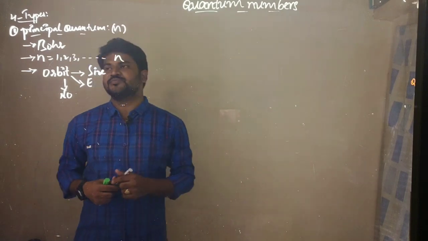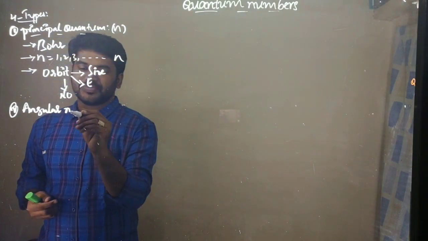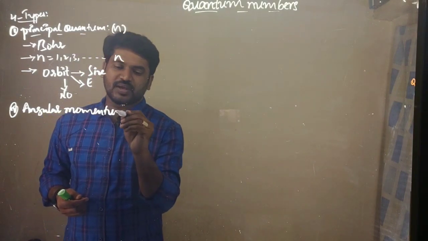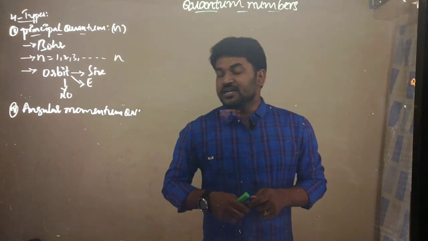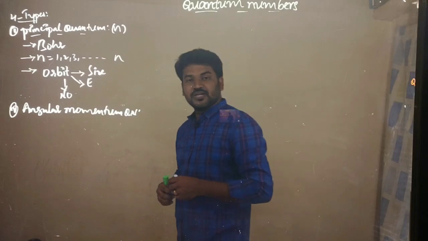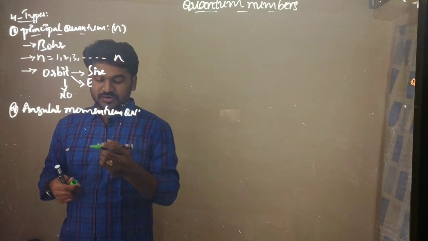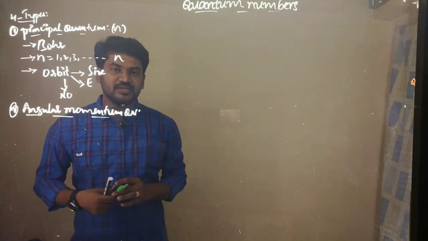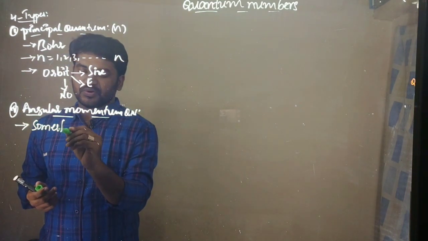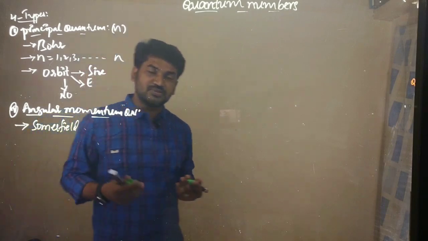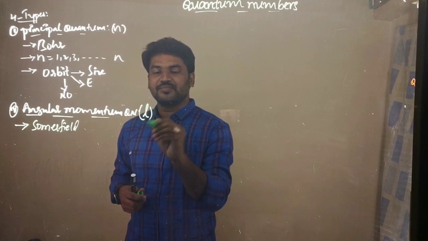So let us discuss further. The second one we have is the angular momentum quantum number. This we can also call the azimuthal quantum number, or subsidiary quantum number. It was proposed by Sommerfeld, and it is denoted by the symbol L.